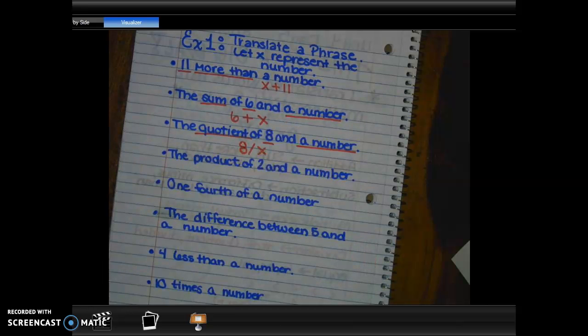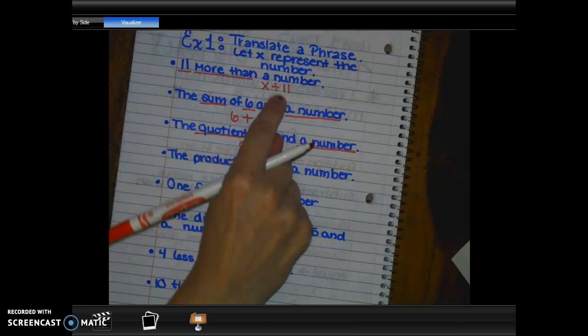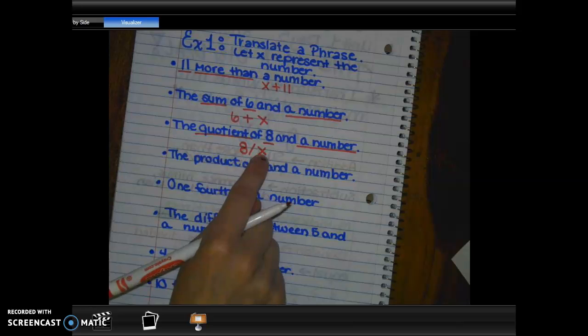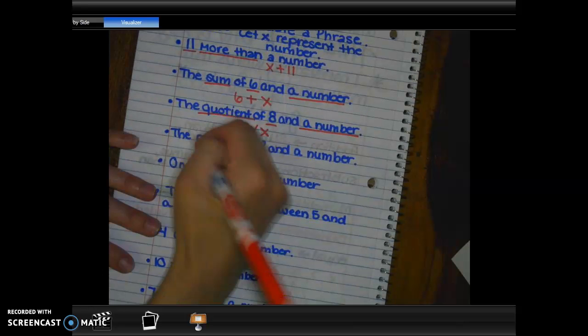And make sure when you're typing these into your assignment, you're putting spaces in between. Like this would be x space plus space 11. And when you're doing division, you don't have to. You can just do 8 divided by x. You can use the little slant bar. You don't have to put spaces there.